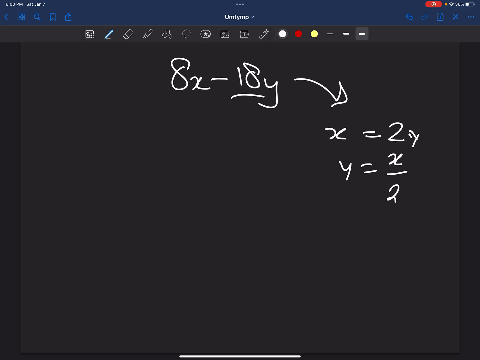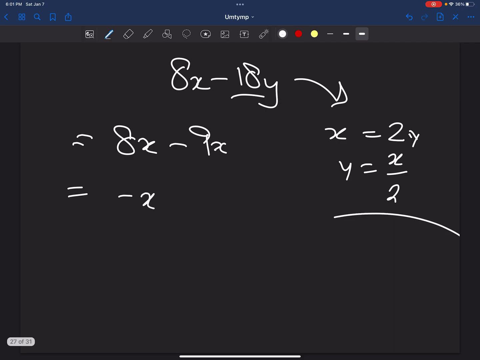So since we have 18 over here, if you just let 18 be y, it's just 18 is equal to x. Oh, sorry, that's not how it works. But the idea is it just be 9. So yeah, that's the idea. But this is 8x minus 9x. And this is equal to negative x. And you can check over here if you want.